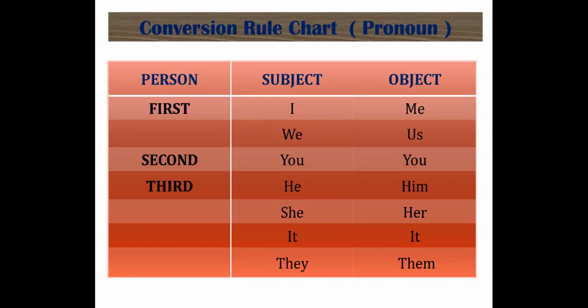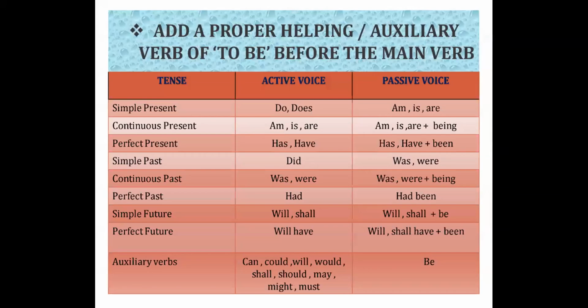So remember here, I will convert into me. We will convert into us. You will remain as it is, you. He will change into him. She will convert into her. It will remain again as it is, it, and they will convert into them. So this is the conversion rule chart.